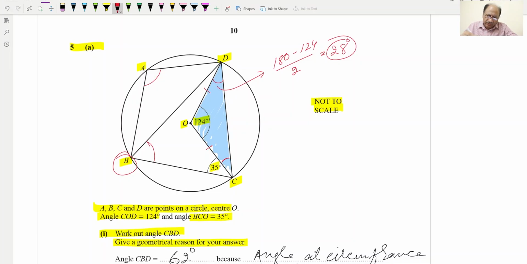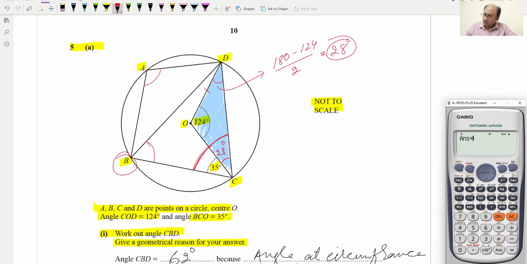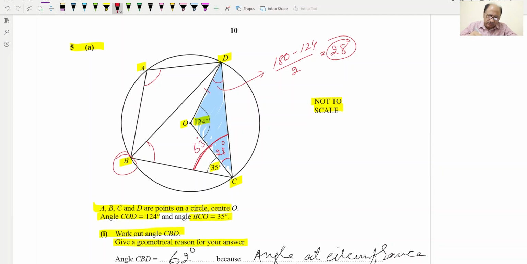Now if this angle is 28, this will also be 28. So this complete angle will be 35 plus 28, which will be 63. And opposite angles in a cyclic quadrilateral add up to 180 degrees. So this angle will be 180 minus 63, which will be equal to 117 degrees.